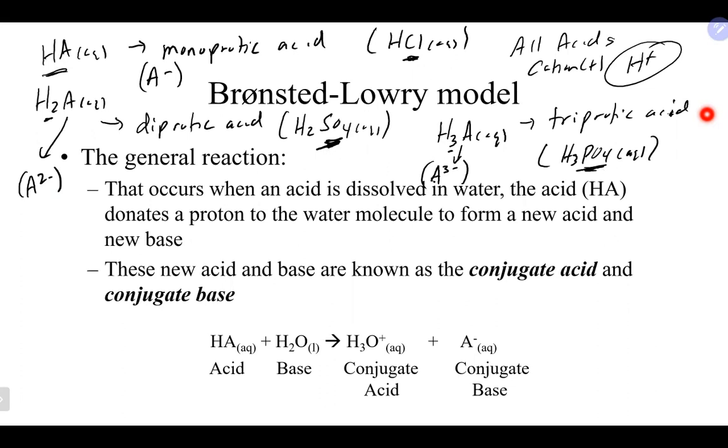So it's important to remember that when these things break apart and you want to write the right formulas, it's always H plus for the cation, but the negative guy may have multiple different charges you want to keep track of.